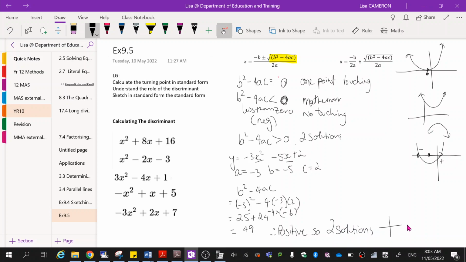Then just to help you figure it out, draw a little picture of what that looks like. If it was two solutions, I'd draw it to look like this. If it was one solution, I'd draw it to look like that. If it was no solutions, I'd draw it to look something like this. Now I'd like you to calculate the discriminant for all of these ones shown here to the side.